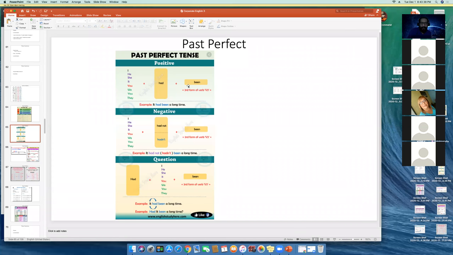And now we use the verb. Now this one here is the third form of a verb. So you guys are gonna see a V3. And so here we see been. It had been a long time. And so you have to incorporate had and been to make the sentence work for past perfect tense. For negative, the only thing you have to do is include the not. So you could say, it had not been a long time. And the contraction for that is hadn't. It hadn't been a long time. And of course the question, which is had, and then, right?